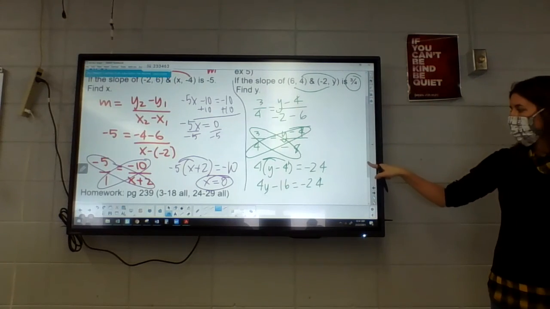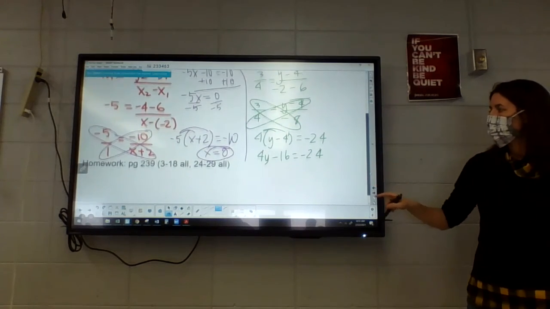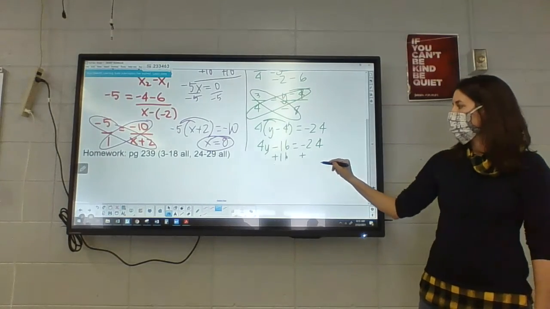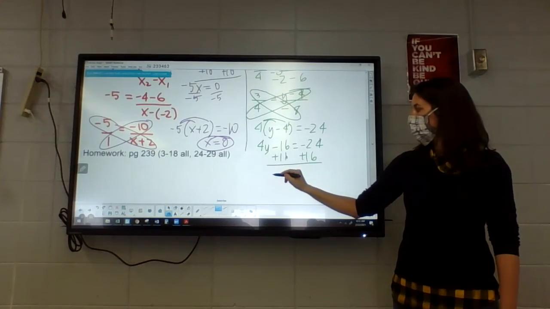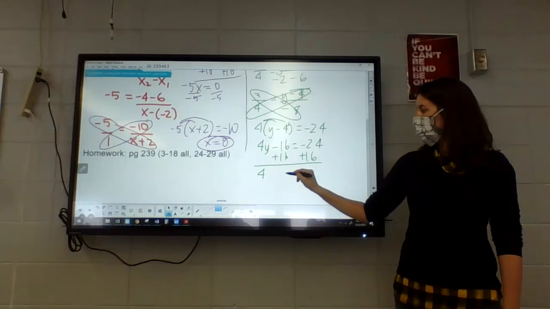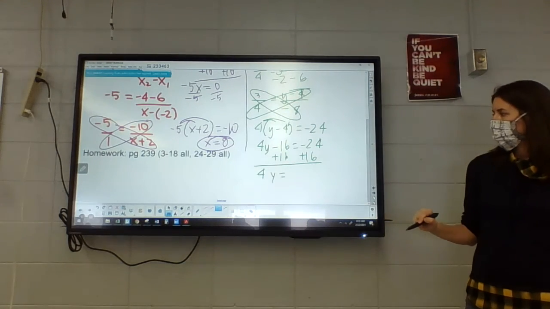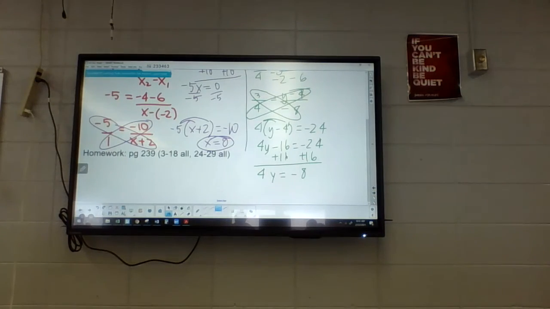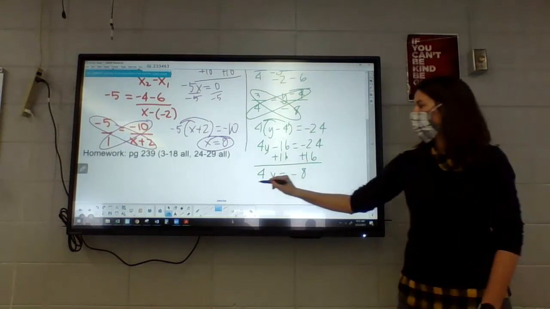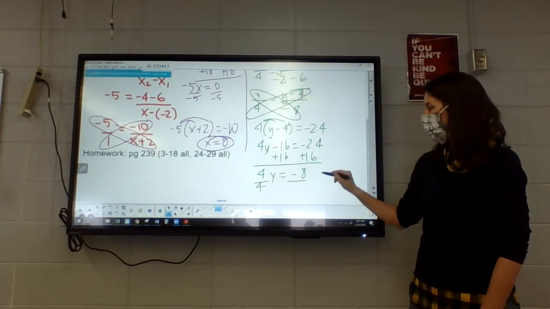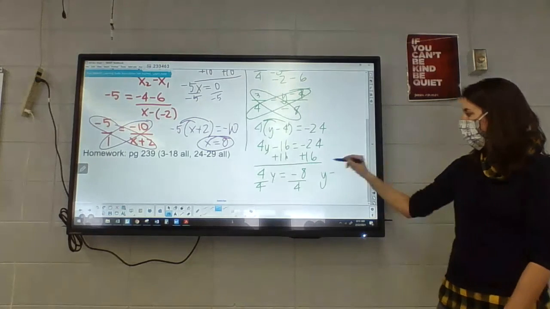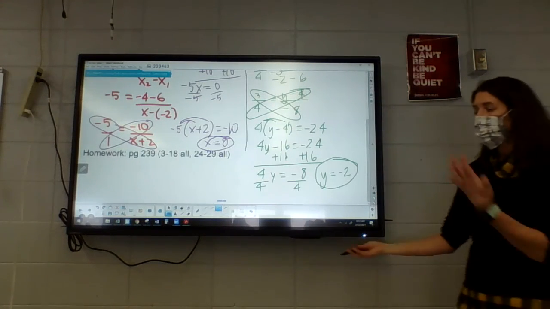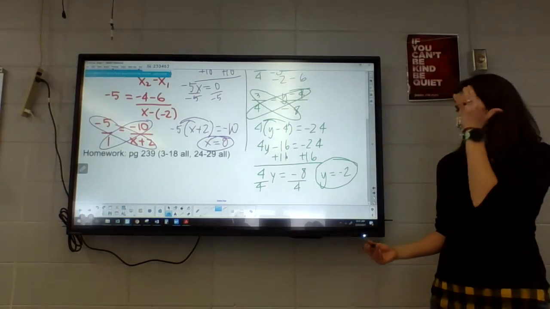Kind of bringing proportions back into things here. Is this negative 8 over here? I believe so. And then we're going to divide by 4. So we end up with y is negative 2. Which again, you can get that a lot of different ways. So that's not the only way, but that's one way to do it.